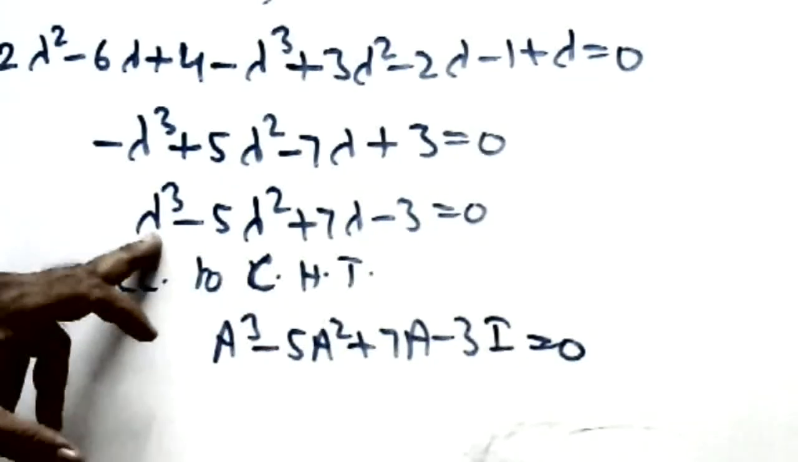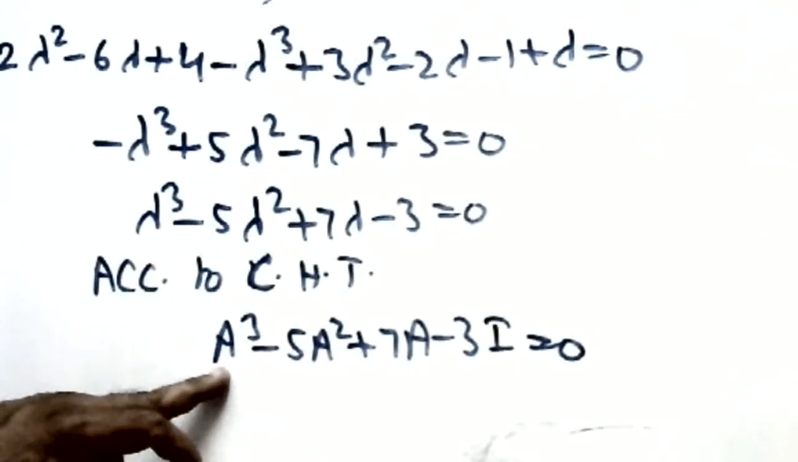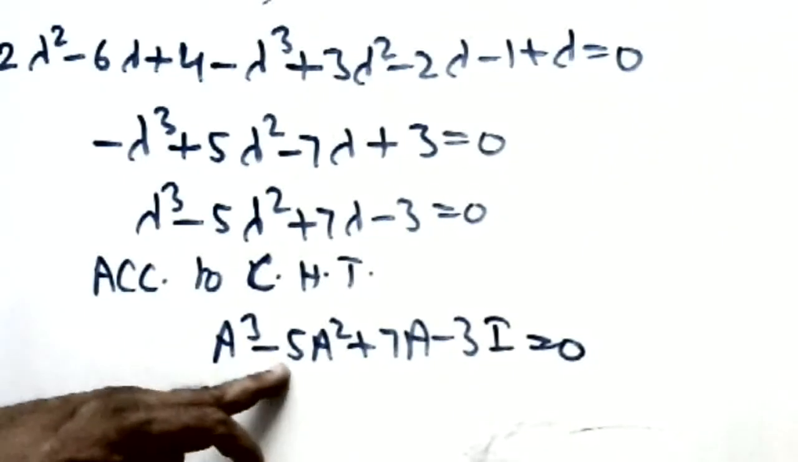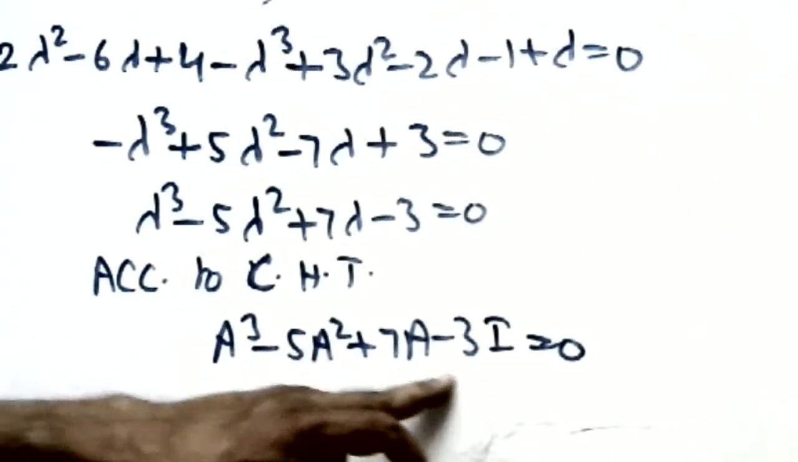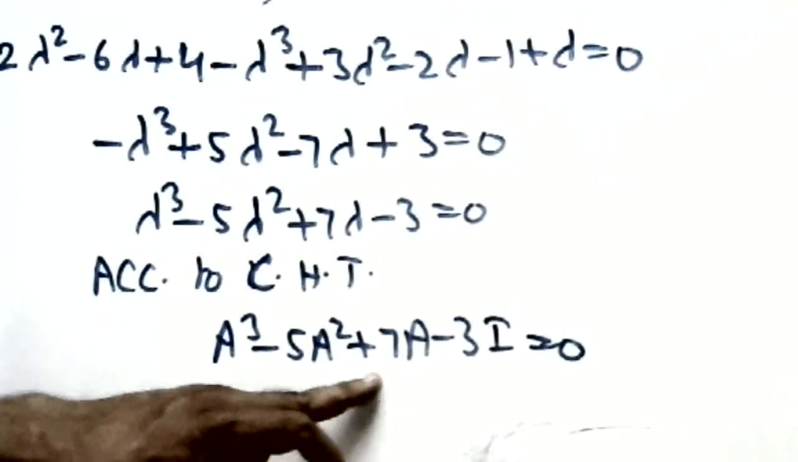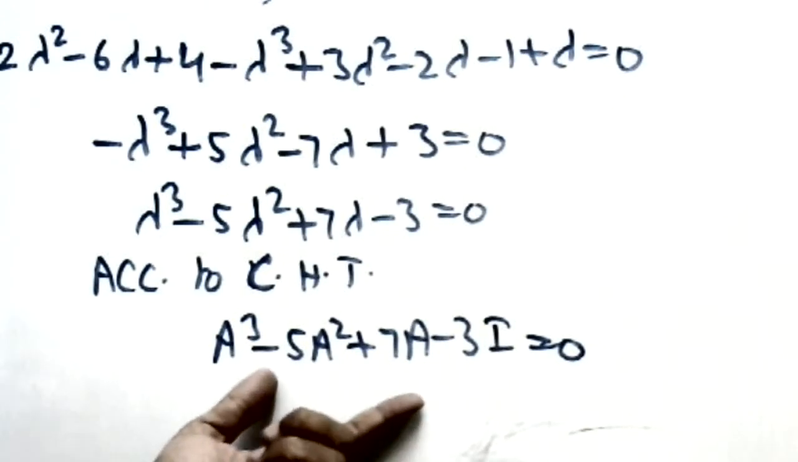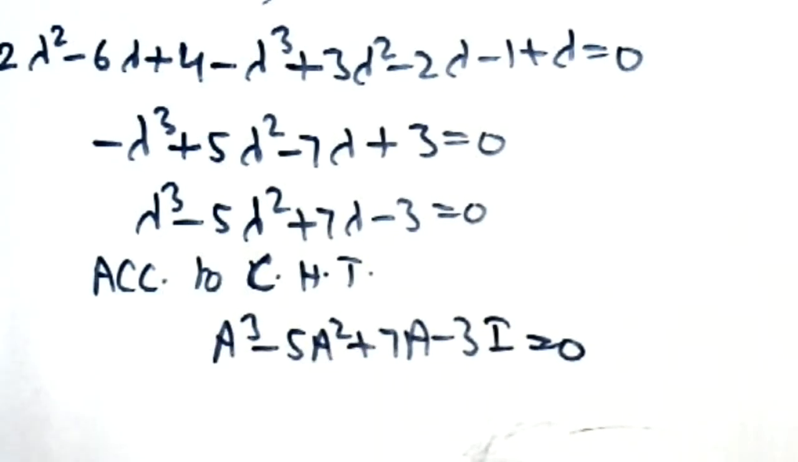So according to the Cayley-Hamilton theorem, in place of lambda we keep A. So this is the Cayley-Hamilton theorem: A cube minus 5A square plus 7A minus 3I. Now using this, we have to find the value. So you remember this, we have to use this to prove the given formula. Now let me continue using this one.